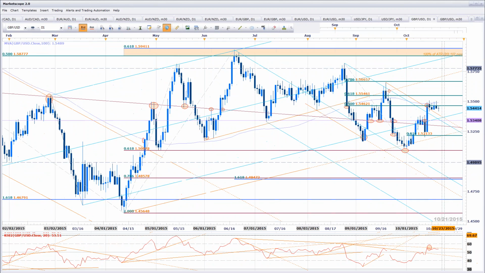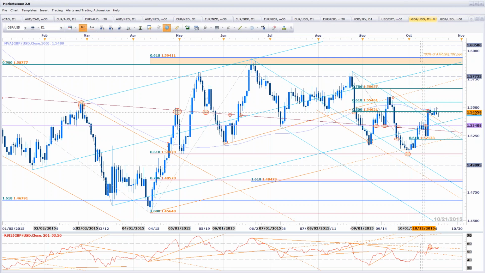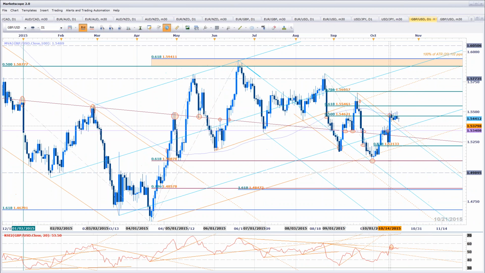Okay, here's what the daily looks like. We've been butting up against this like no one's business. After a break of this median line formation, you'd expect to see that run really follow through. The fact that we're putting in all these wicks and we're unable to do it starts to suggest that we're at risk for a turnover here in the pound.